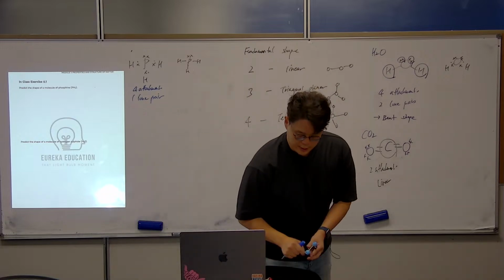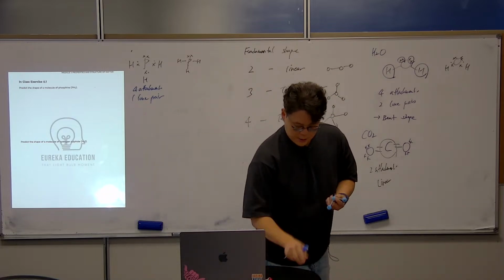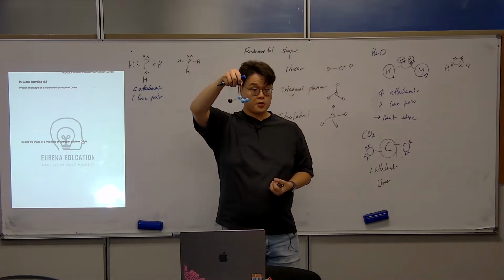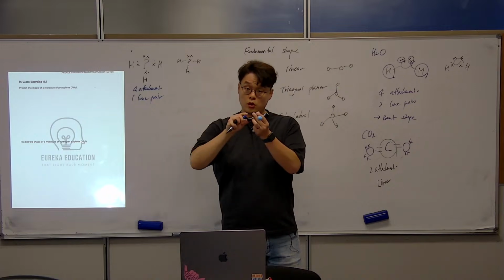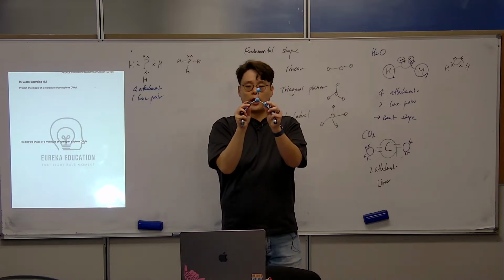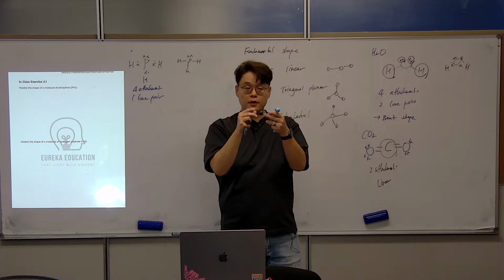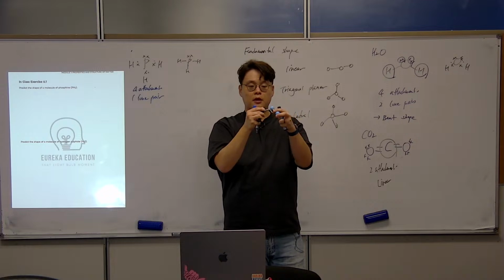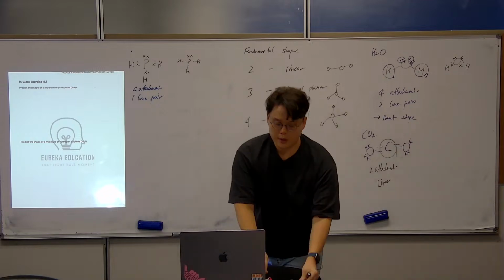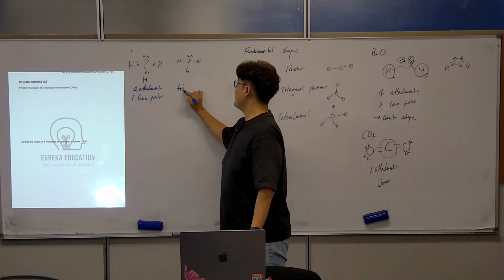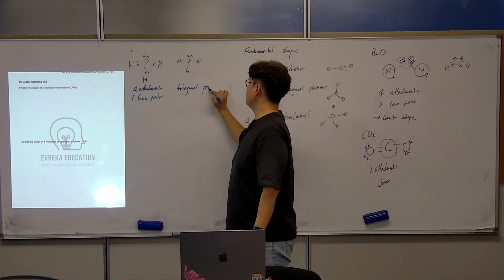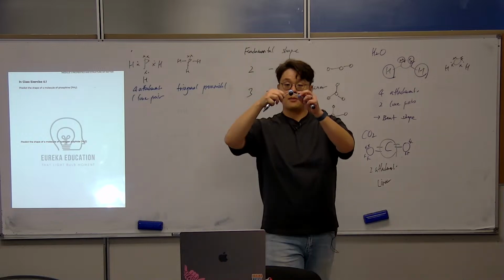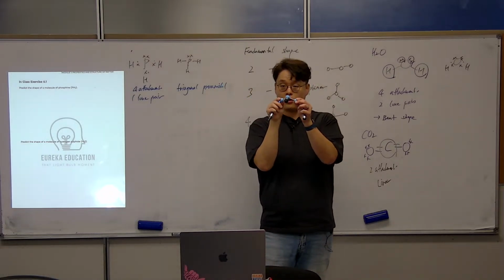We have 4 attachments, which is a basic shape of tetrahedral. From the tetrahedral shape, if we remove 1, because this one is a lone pair, it shows you some sort of a triangle. But remember that trigonal planar was flat. This is a 3D shape, like a pyramid. So what we call that shape is trigonal pyramidal. And this is how the pyramidal shape looks.